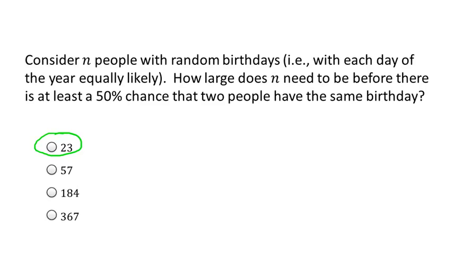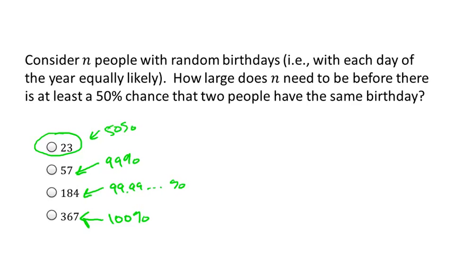So if you have 367 people, well, there's only 366 distinct birthdays. I'm counting February 29th here as one of them. So by the pigeonhole principle, certainly the probability is 100% by the time you get to 367. Now, by the time you're at 57, you're already at 99%. So you already have overwhelming probability to have a duplicate birthday with 57 people. So of course with 184, you're going to be almost at 100%, 99.99, who knows, some large number of 9s. And at 23, you're at 50%.